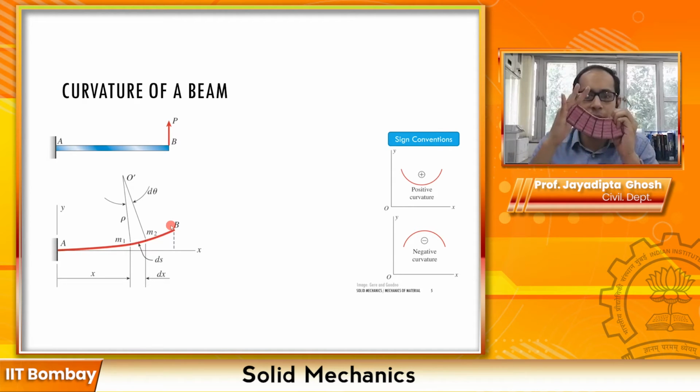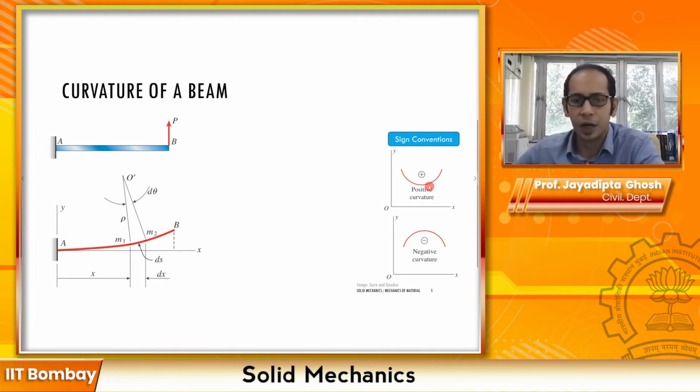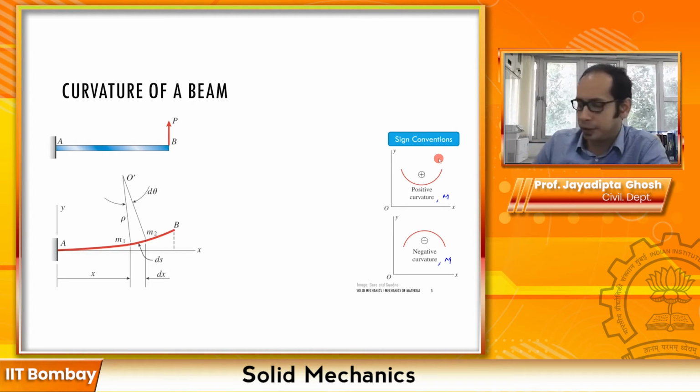So if you are doing like this, it is a sagging kind of a movement. So it's a positive curvature that you're looking at. So this is what we were showing. So it is a positive curvature and moment also. So let's make a note of that as well. And this is a negative curvature and a negative moment that you have, right?